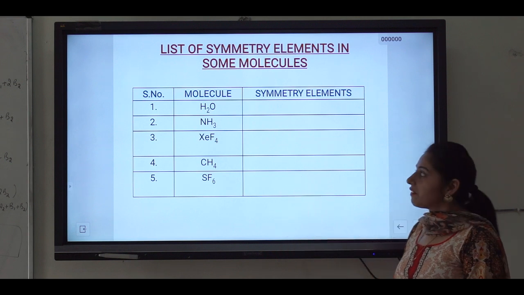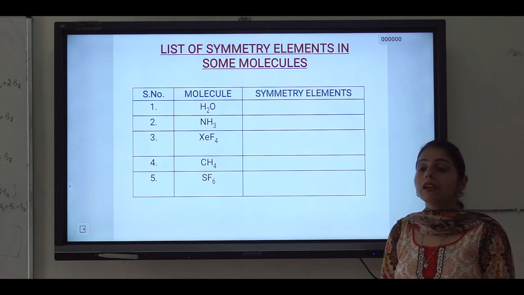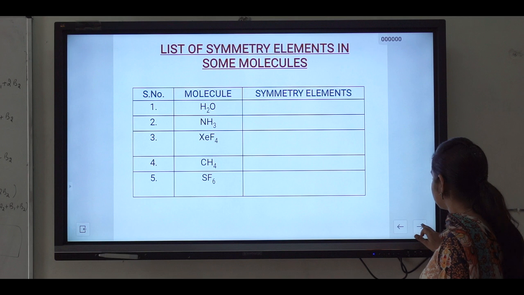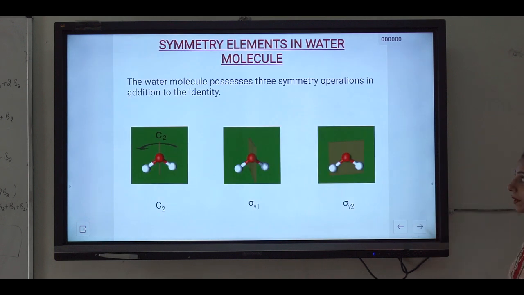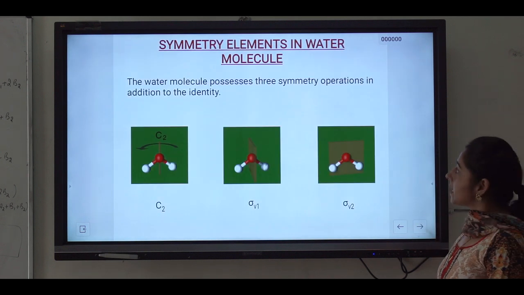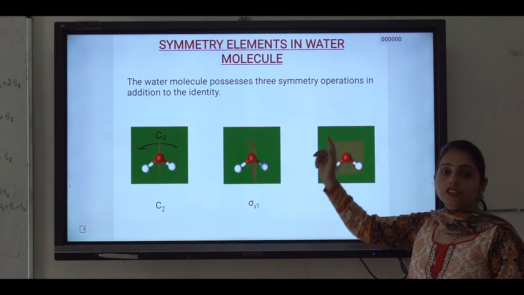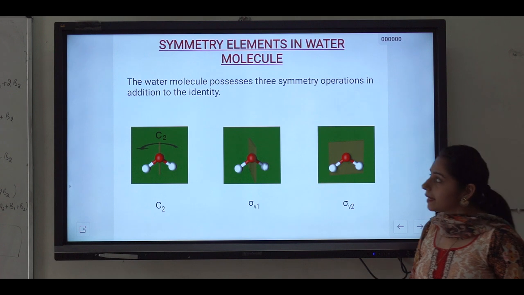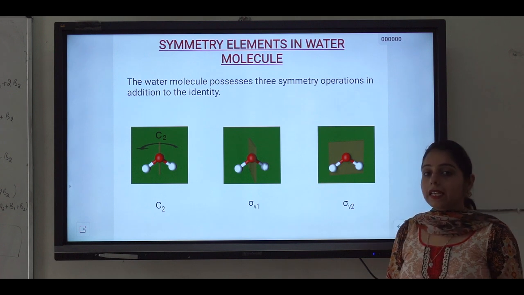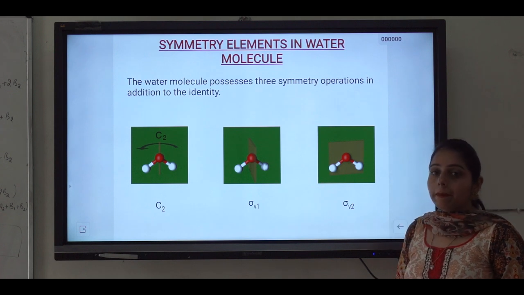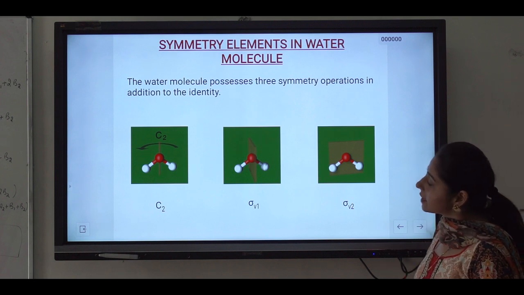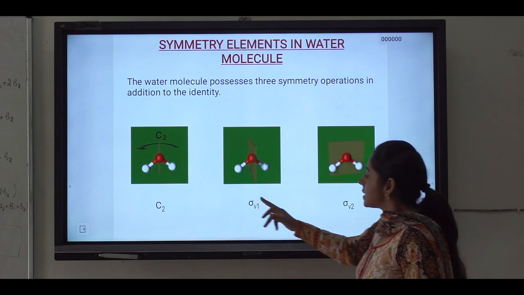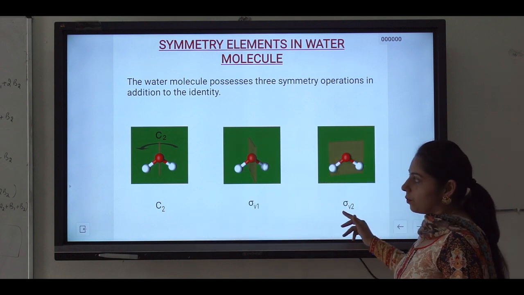Let's start with the first molecule, that is water, which has a bent geometry or V-shaped geometry. A water molecule possesses 3 symmetry operations in addition to identity. As we have already discussed, the identity symmetry element is present in each and every molecule and it means doing nothing. The remaining 3 symmetry operations in water are C2, sigma V1 and sigma V2.